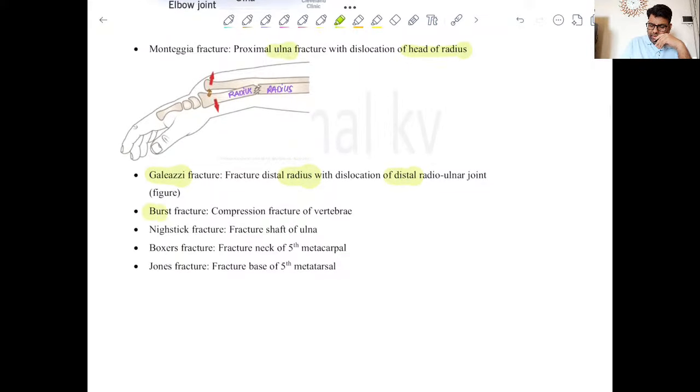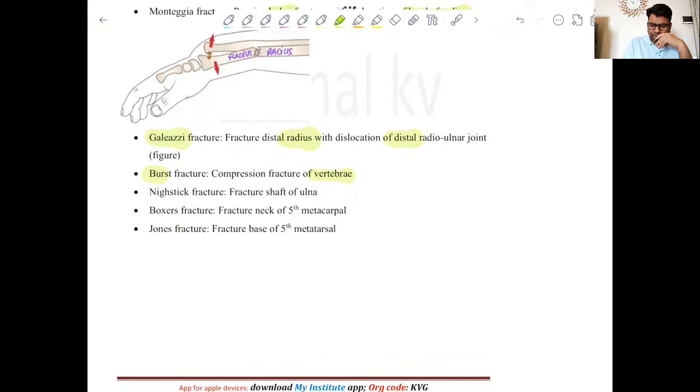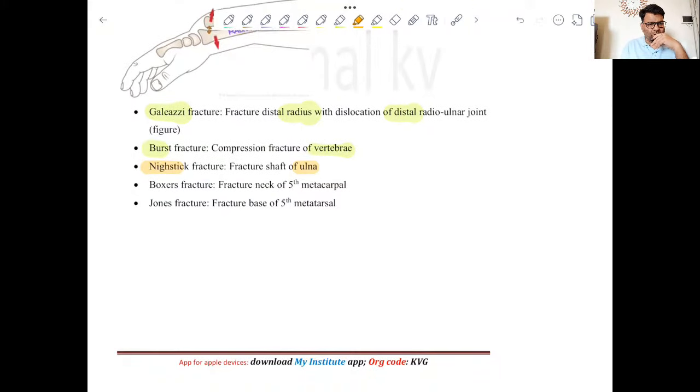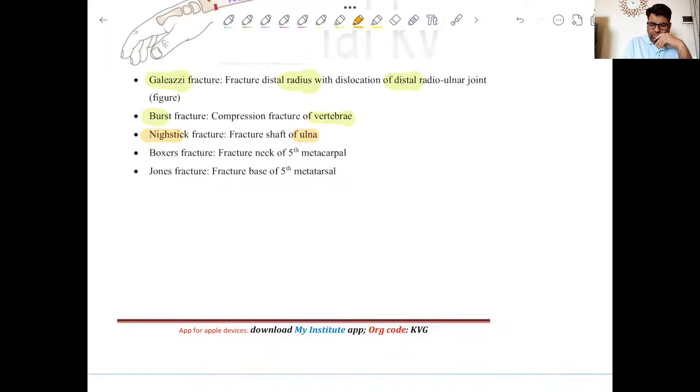Then burst fracture is a compression fracture of vertebra when a person falls from height. Nightstick fracture is isolated fracture of shaft of ulna. Like if someone tries to beat you with a stick, the very first reaction will be to protect yourself. So the ulna is exposed and the assault is over. Ulna, so it fractures.